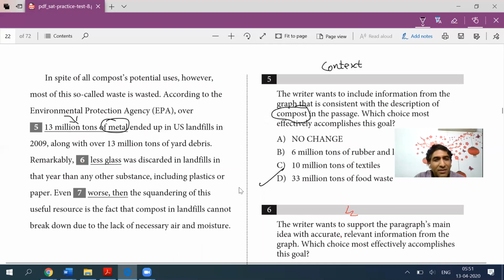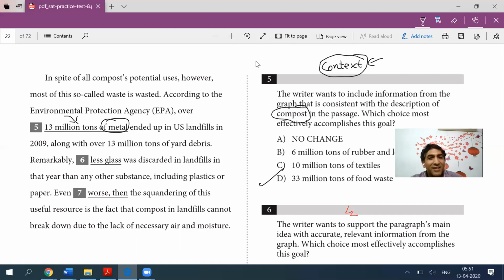What we're looking for is something which is related to the context of compost. So this is more of a context question, and from the perspective of making compost, it is the food waste which constitutes the compost. And from that perspective, D looks like a better choice.